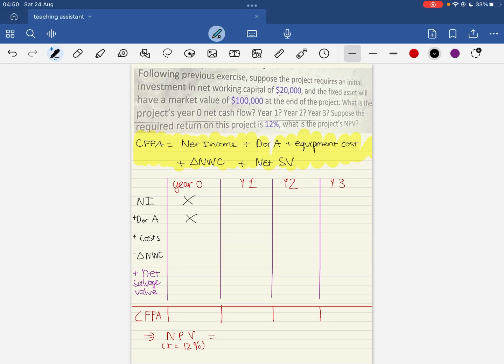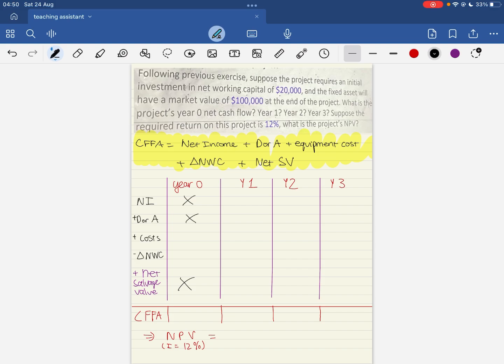This is the table that I have constructed. Let's do it together. So in year 0, what do we have in year 0? Definitely not net income, not depreciation or amortization, not net salvage value, because the project has not even started yet. But we do have the cost and the net working capital.